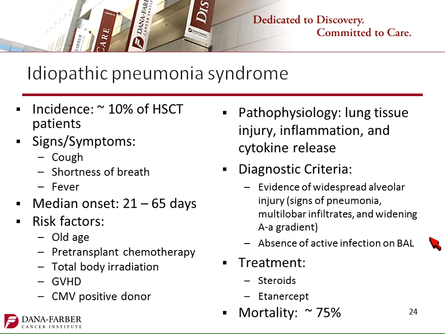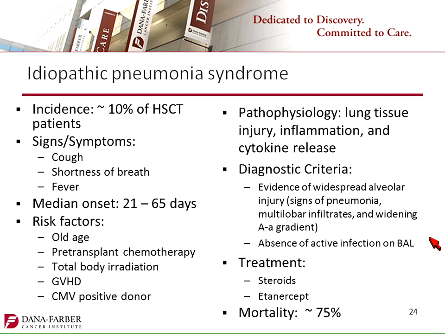IPS, so the incidence is about 10%. It's cough, shortness of breath, and low-grade fevers, so consistent with the patient's presentation. The median onset is 21 to 65 days. It's older age, and in the studies that originally looked at IPS, it was older age over 55. Pre-transplant chemotherapy, so heavily pretreated, total body irradiation, graft-versus-host disease, and a CMV-positive donor. So in this patient, although this ends up being the most likely syndrome, he didn't have very many risk factors.